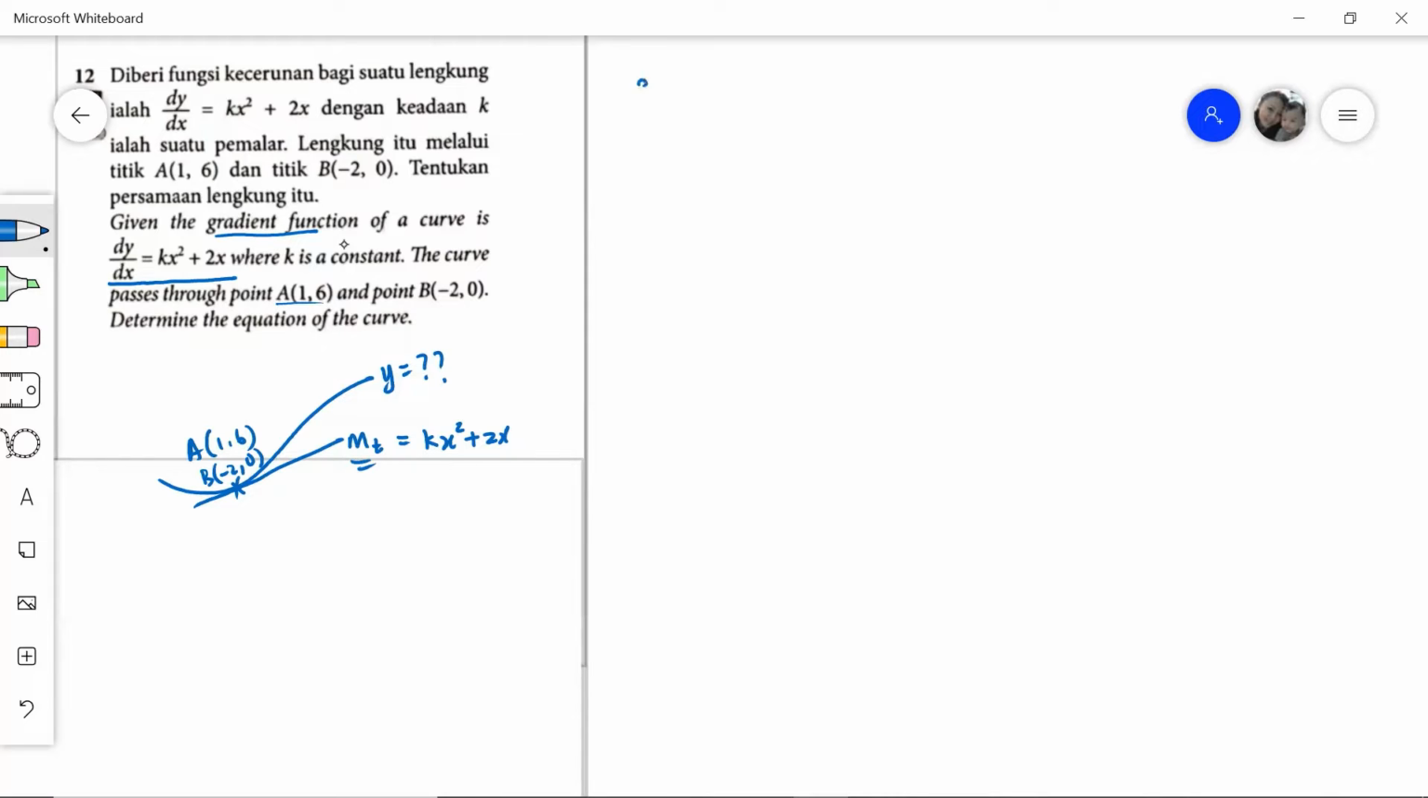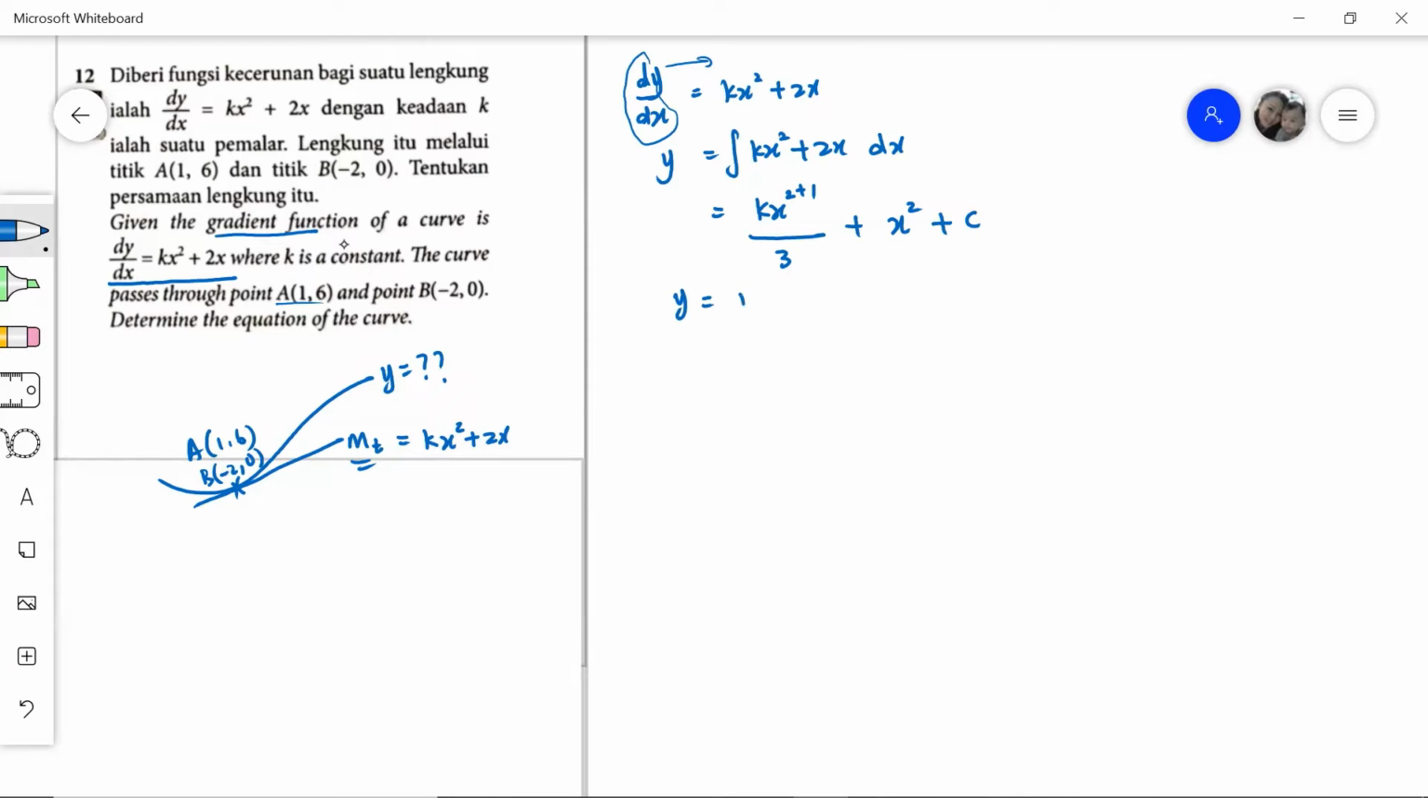Based on dy/dx equals kx squared plus 2x, to find y, bring the differentiation notation across. It will become the integration of kx squared plus 2x with respect to x. Copy everything, increase the power by 1, and then divide by the new power. Therefore, y can be written as kx to the power of 3 over 3 plus x squared plus c.